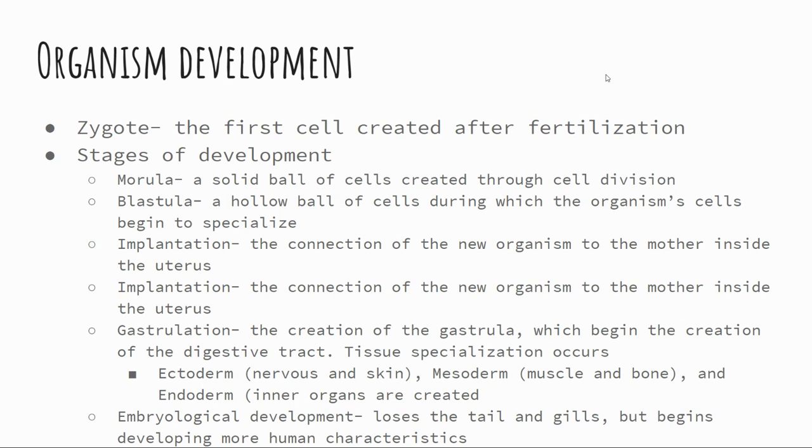Gastrulation is the creation of a gastrula, which begins the creation of the digestive tract. And we also begin to start seeing tissue specialization occur. So the ectoderm is the nervous cells and skin cells. Mesoderm is going to be the muscle cells and bone cells, and the endoderm is going to be the inner organ cells. In embryological development, we see some organisms begin to lose their tail and gills, but begin developing more human characteristics.